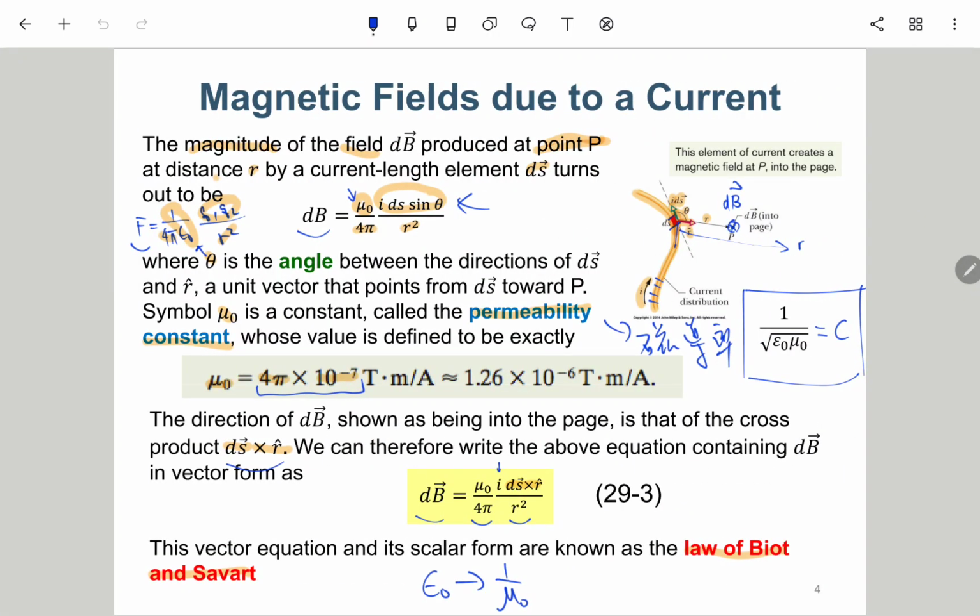The philosophy is like this. By solving the wave equation, we know that the speed of the electromagnetic wave is related to mu zero and also epsilon zero.